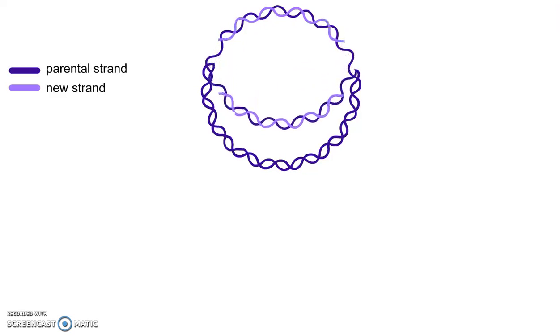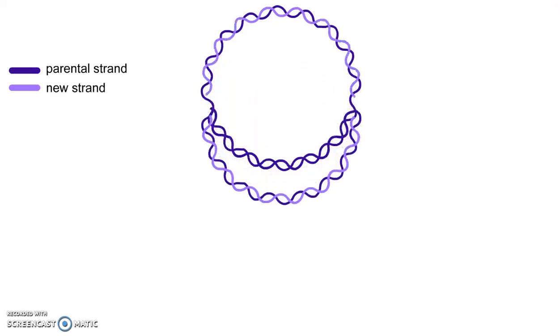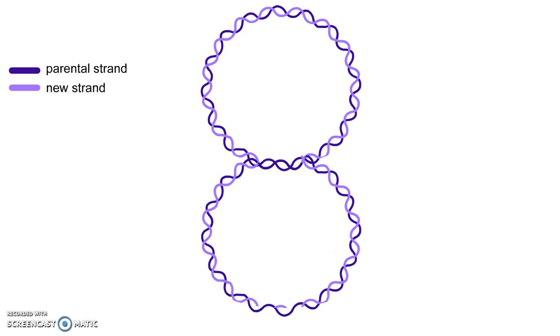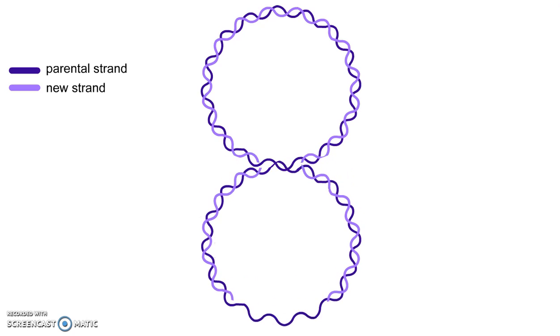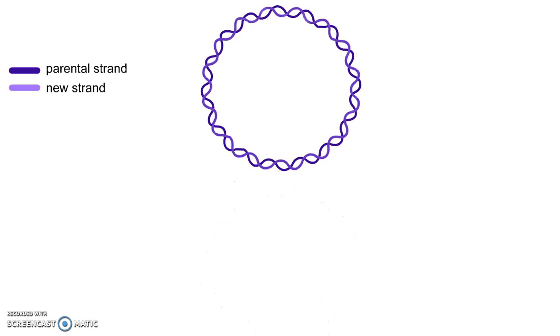In this video, we're going to take a look at the process of DNA replication. This process is really important because in order to pass on your genetic information to your offspring, whether it's another cell or an organism, you have to make a copy of your existing DNA. And the process of copying that DNA is called DNA replication.